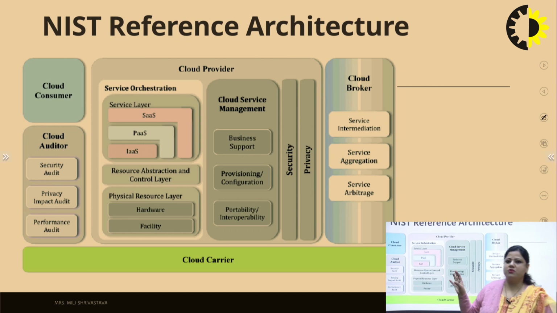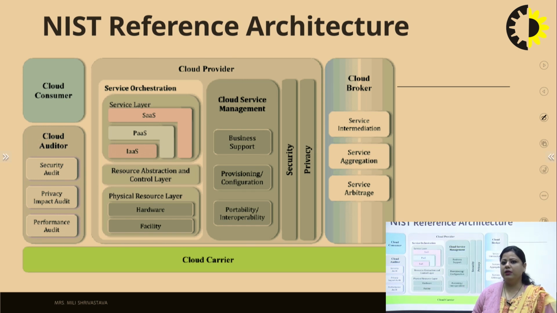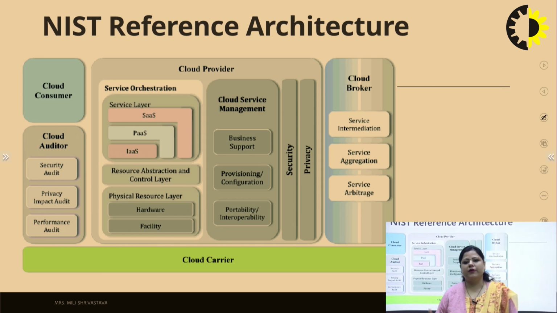Now I'm going to discuss one by one all the components of the NIST cloud computing architecture. First is cloud consumer. What is a cloud consumer? Basically, one who consumes the service of cloud computing is known as a cloud consumer. That is the entity that uses cloud services, like we all work as cloud consumers. The cloud provider provides services like email, Gmail, and we use that service. So the consumer interacts with the cloud provider based on service level agreements.